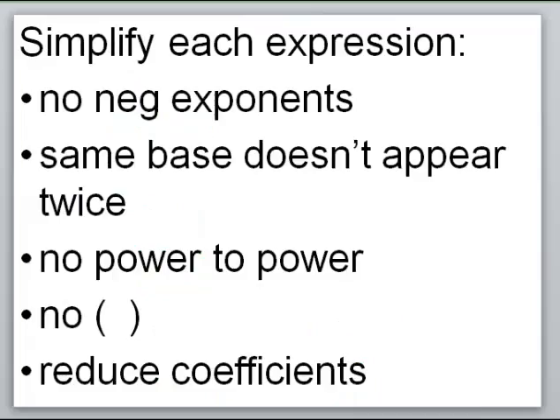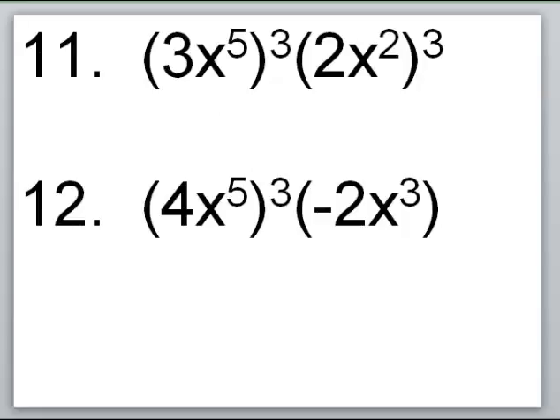Continuing on, we're going to simplify each expression, which means that we will not have any negative exponents. The same base will not appear twice. We won't have any power to powers. We'll have no parentheses, and we'll reduce all our coefficients. So we're going to look at some more complicated problems, and we're going to have to make sure that we're going through each of those things.